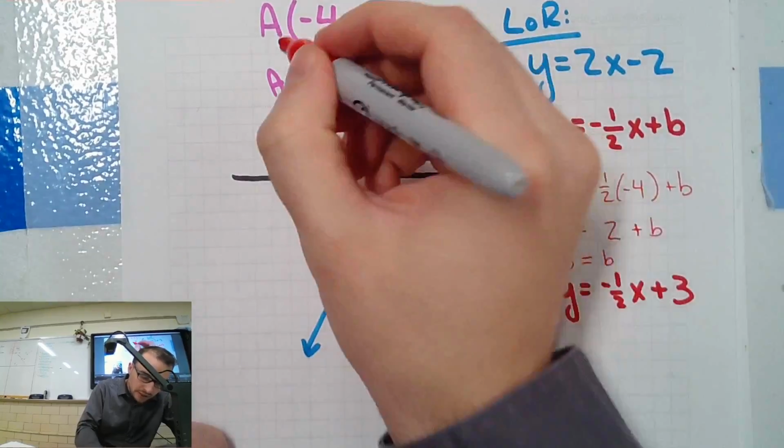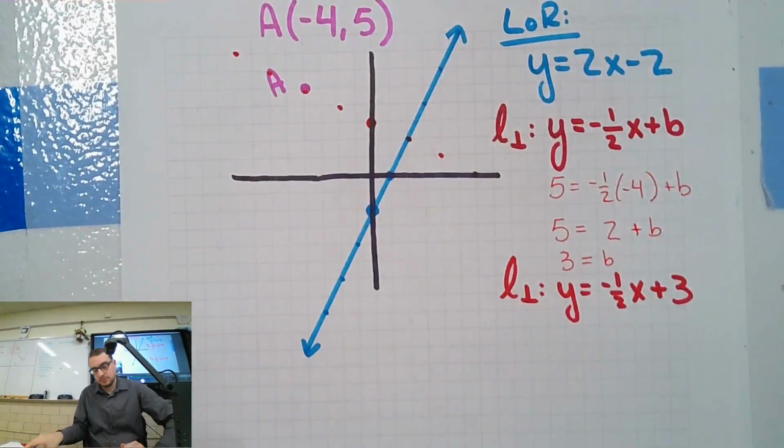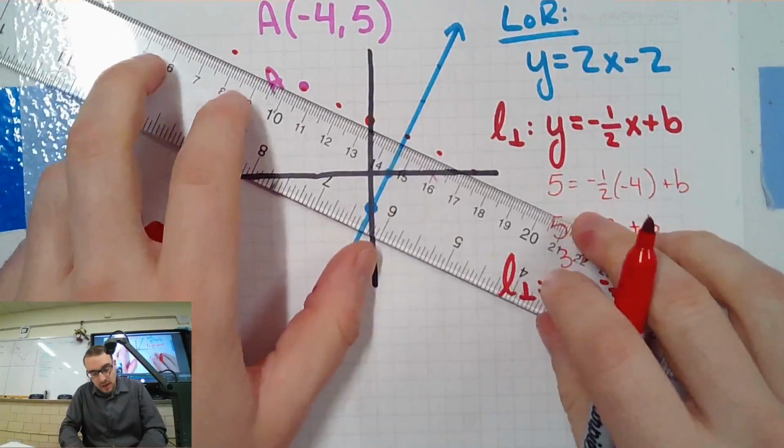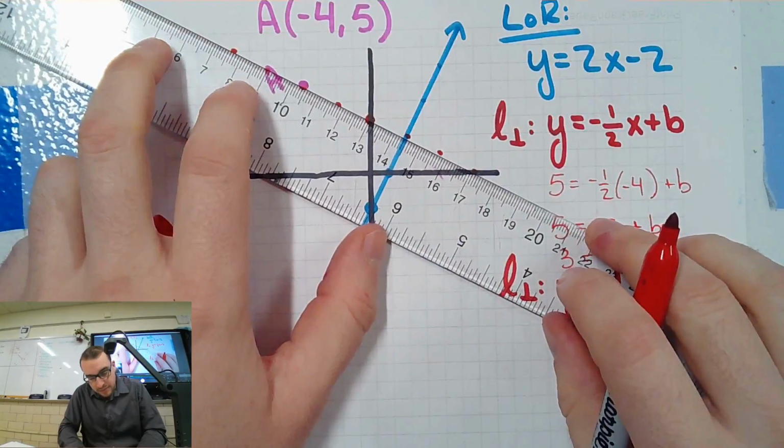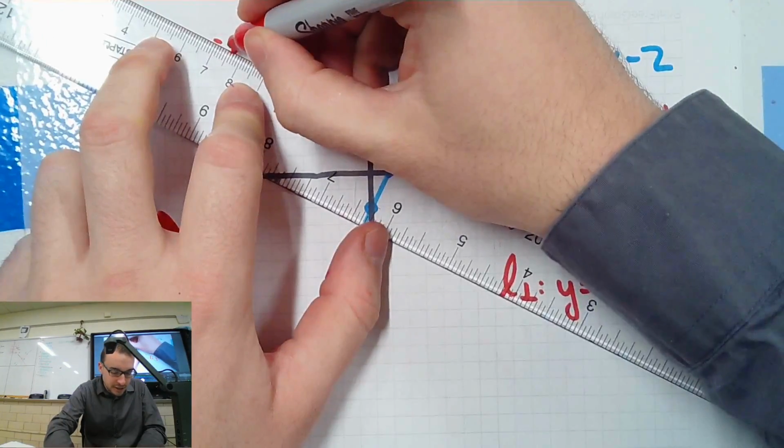And look, it does go through A. And there is our line that A is going to end up on, right? Or A prime, I should say, is going to end up on.